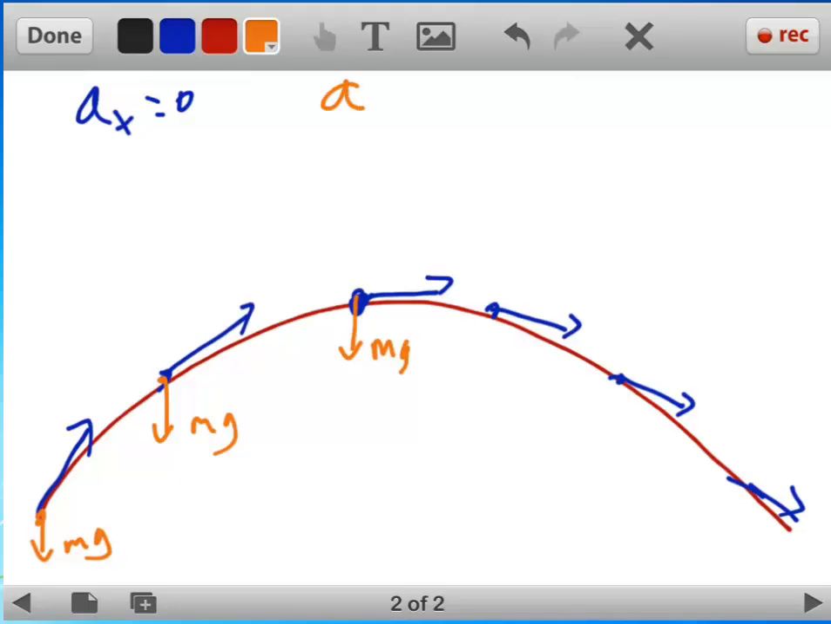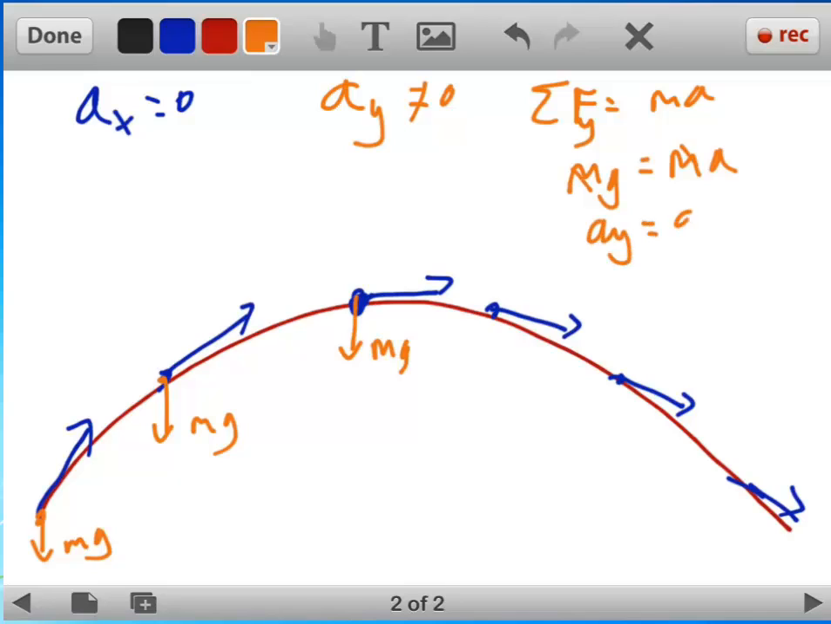Okay, since it's down, the acceleration in x is 0. However, the acceleration in y is not 0 because there is a force there. Okay, but the net force in y is equal to ma according to Newton's second law, and so that means mg is equal to ma. M cancels, and we can see the acceleration in y is really just g, negative 9.8. Okay, so we can use that information together with what we just learned to actually figure out how long this thing is in the air.